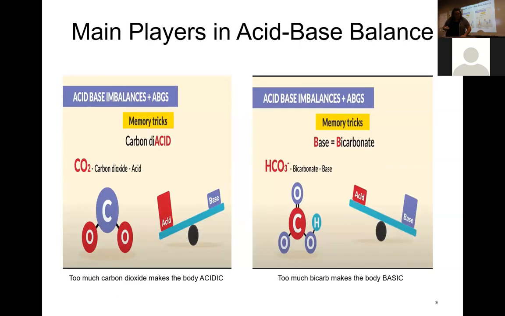I'm just going to check my notes and make sure I'm not forgetting anything. Do know your critical ranges. If your pH drops to 6.9, you'll be in a coma. Okay? At 6.8, you're likely going to die. So that's not a big window, is it? A little bit of change goes a long way.